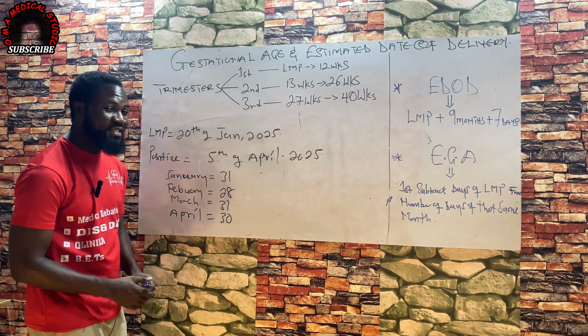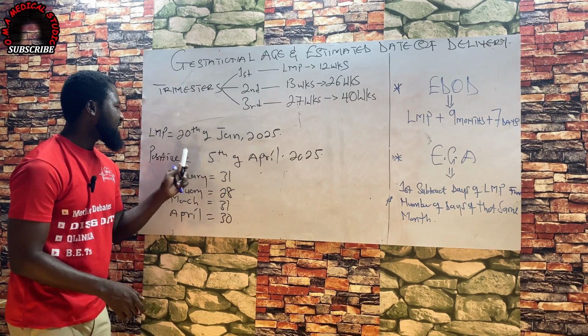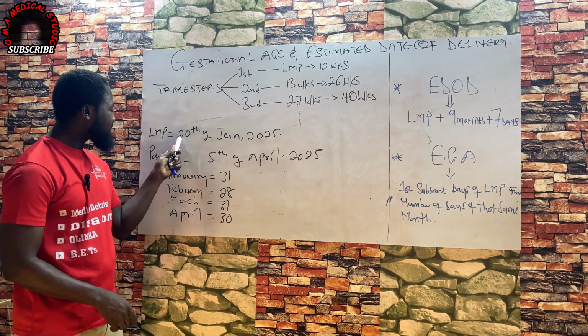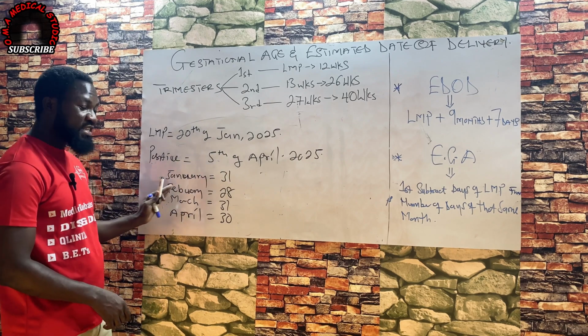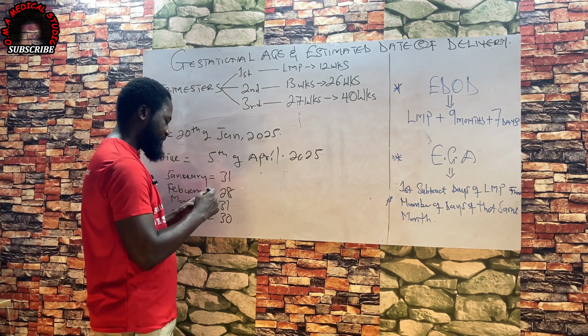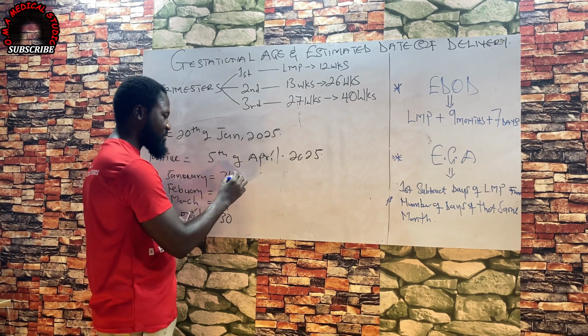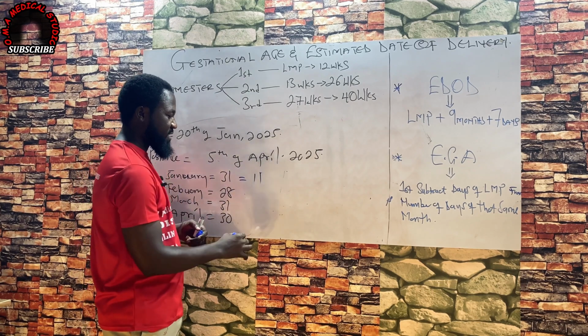So we are going to convert this into weeks, right? But note that the person had the last menstrual period on the 20th of January. So we take 20 days out of January's 31 days. If we take 20 out of 31, we are going to have what? 11 days.